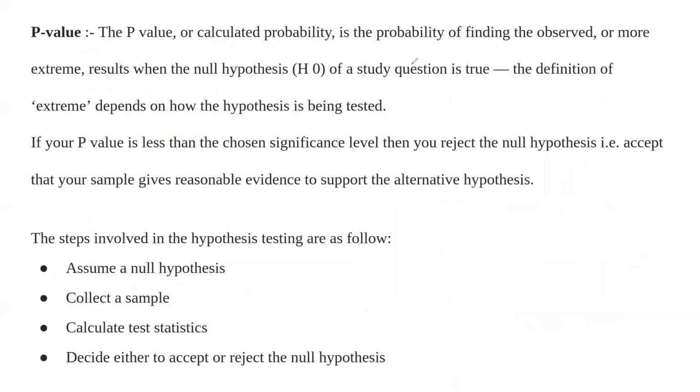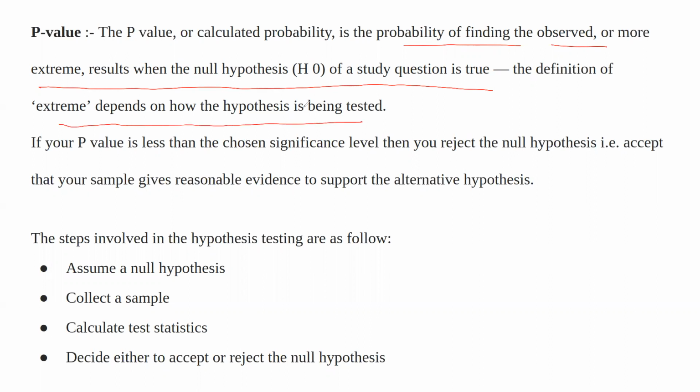So moving ahead, let's see what the p-value is. We have been talking about it. The p-value, or the calculated probability, is the probability of finding the observed or extreme results when the null hypothesis of a study question is true. The definition of extreme depends on how the testing is being carried out.